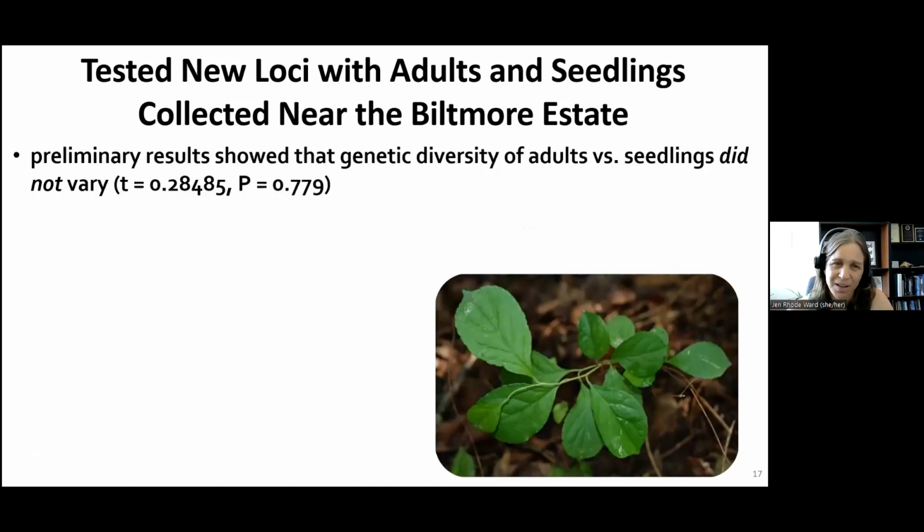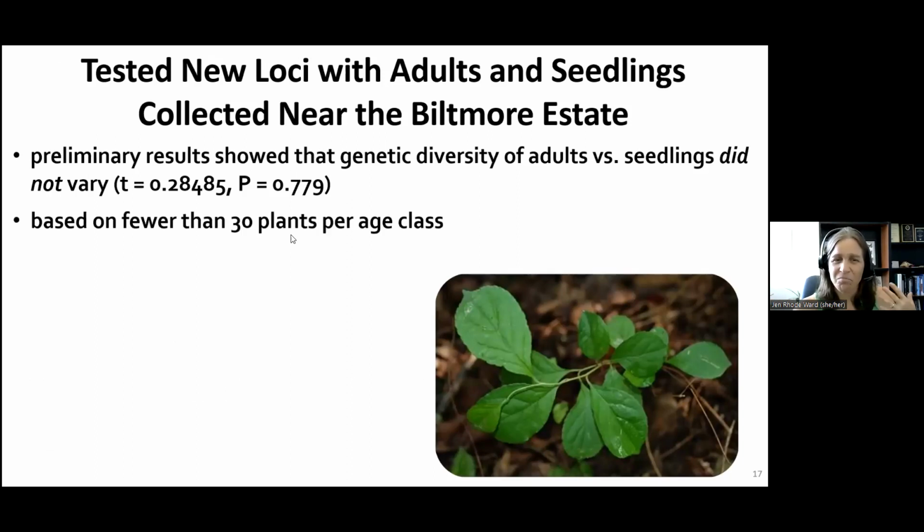With those 28 plants, I did not find any difference in genetic diversity of adults and seedlings. So things that I had collected as big adults and things that I had collected as little sprouts, no genetic diversity. My caveat is that this is a really small sample size, so I don't know if this is a real pattern or if it's because my statistical power is really low with only 28 plants per age.